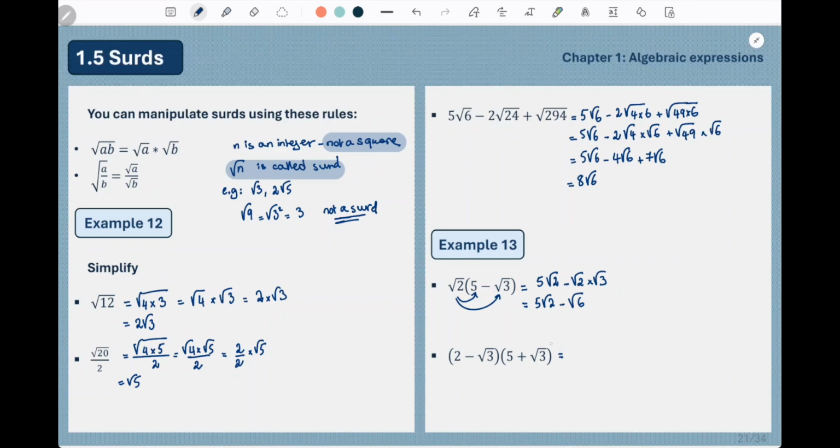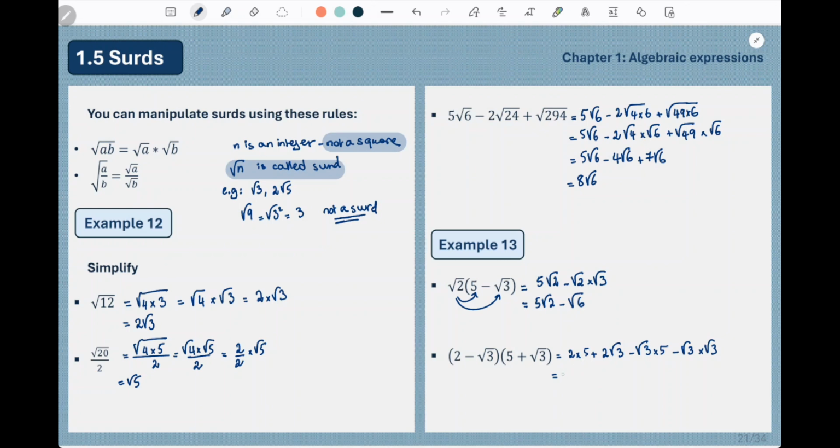Then for the next one, we have 2 minus square root of 3 times 5 plus square root of 3. I'll focus on this one first, and then I'll go onto this one. So equal to 2 times 5 plus 2 times square root of 3. And then I'll move on to this one as a whole: minus square root of 3 times 5 minus square root of 3 times square root of 3. And now it's our turn to simplify.